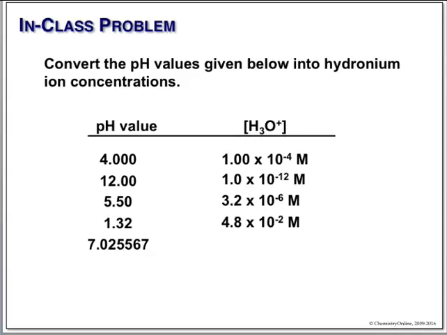And finally, this last one. If I tell you the pH is 7.025567, and you really can't measure it that closely, is this solution acidic or basic? Slightly basic. Very slightly basic. You got this, don't you?